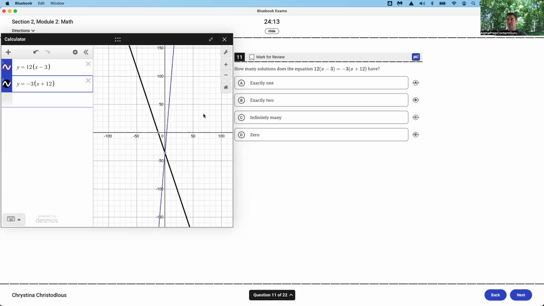In this case, they definitely crossed once. The answer is 1. If they landed exactly on top of each other, the answer would be infinitely many. Exactly 2 wouldn't work if they're both linear. It would have to be a parabola and a line. I feel good about that.